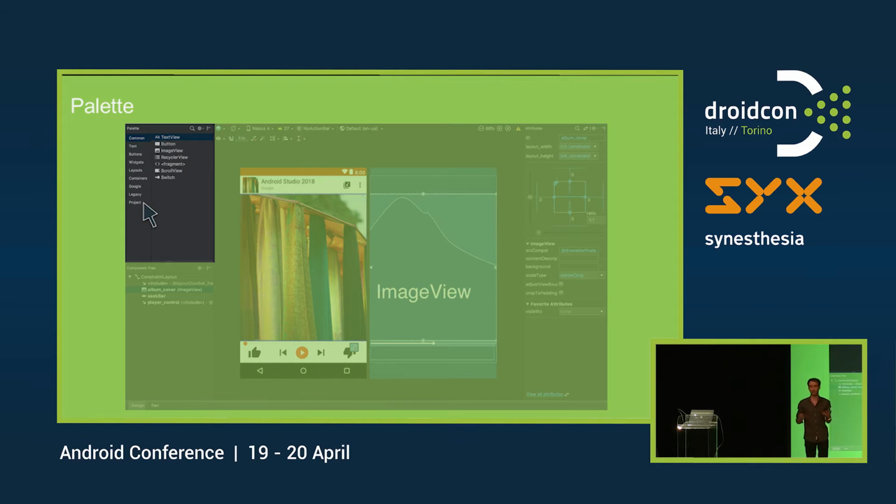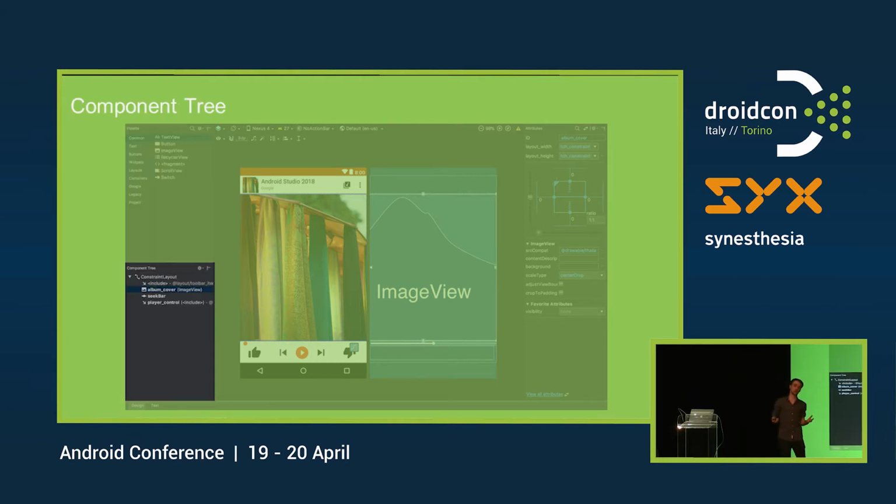And the palette is not only showing the components that are available in the framework. We are analyzing your app to find any custom views that you might have defined or any library you are using. So if you click on the project category, you'll be able to see your custom-defined views and search through them. Then we have the component tree.